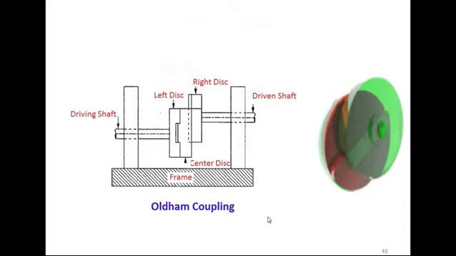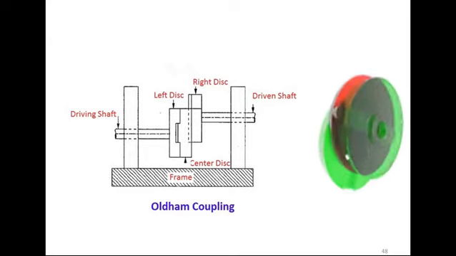You will see here the Oldham coupling. Here we are showing one animation, and this animation will show you the general layout of this Oldham coupling. This is a driving shaft and this is a driven shaft. You will see both the shafts are parallel, but they are not in one line. They are not collinear. In such cases we prefer an Oldham coupling.